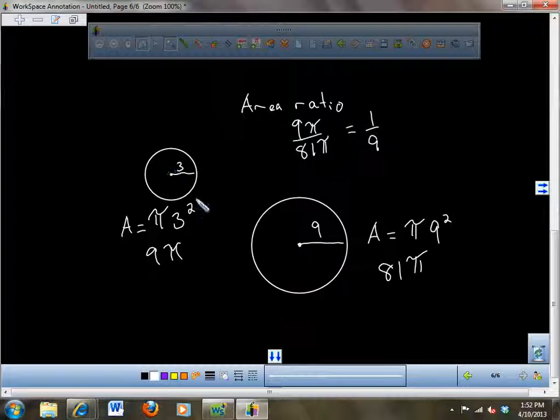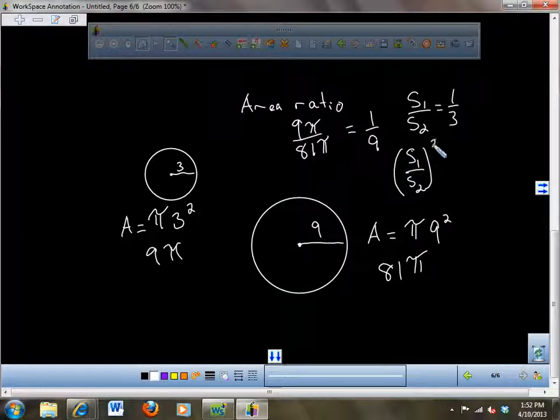Now, you don't really need to do that. You don't actually need to find the areas. All you really need to know is that the ratio of the sides, side 1 to side 2, or the radius in this picture, is what to what? What's the ratio of the sides? 1 to 3. So the ratio of the areas is side 1 to side 2 squared.